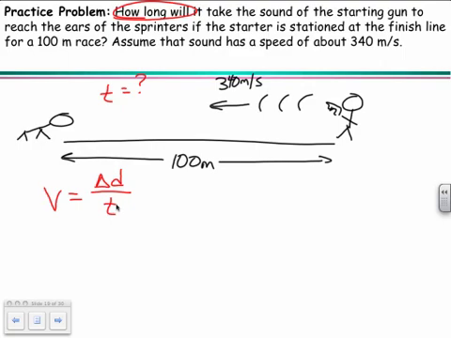I would prefer it if you would solve things algebraically first. That eliminates any rounding errors that you might have by plugging in numbers too early. So if we solve this algebraically first, it would be time equals displacement over velocity. Multiply both sides by time, divide by velocity. Do you want me to go through those steps? I generally just skip them, but if you want to see them, let me know. It's a three-variable equation. I hope that you can get there. Once you get there, plug in your values.